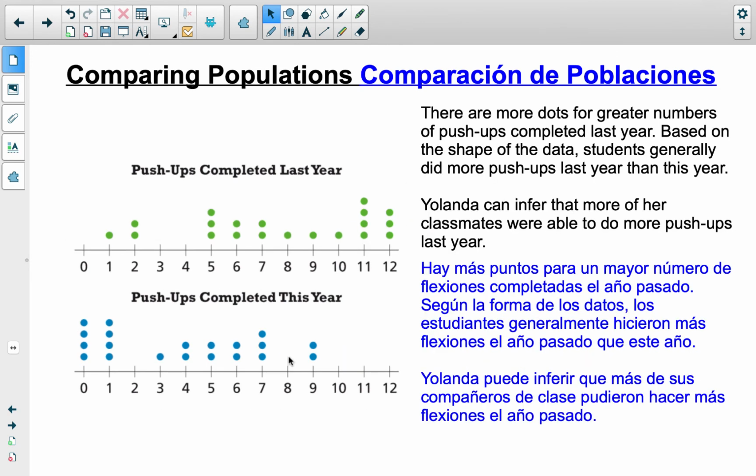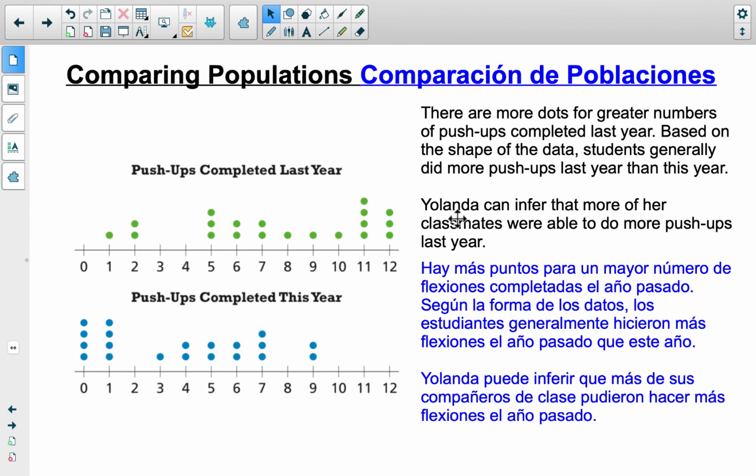So, sum this up. There are more dots for greater numbers of push-ups completed last year. Based on the shape of the data, students generally did more push-ups last year than this year. Now, with that information, Yolanda can infer that more of her classmates were able to do more push-ups last year.